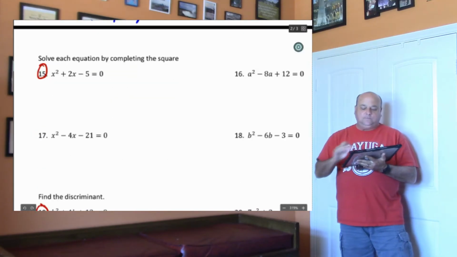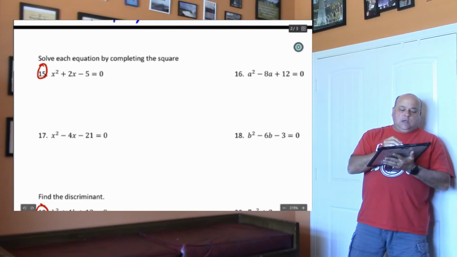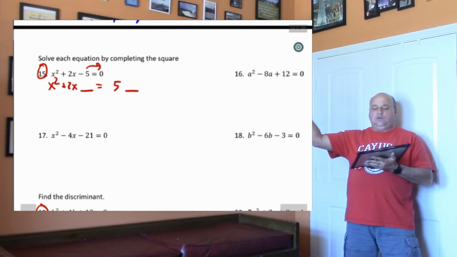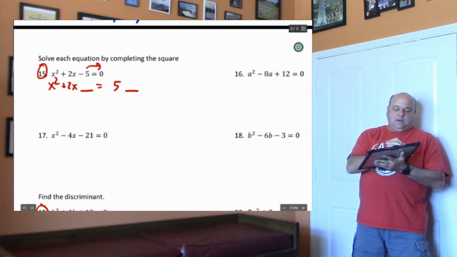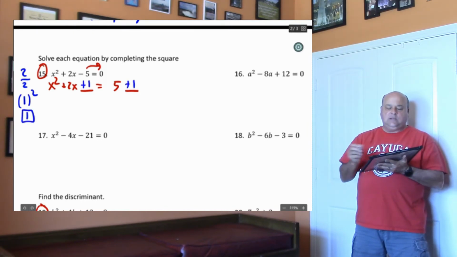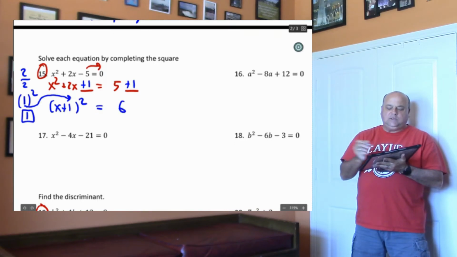Let's go to 15. Solve each equation by completing the square, okay? So I'm going to do the first one for you. We're going to move over the 5. X squared plus 2x equals 5, and then put blanks. Remember that negative 5 will turn to a positive 5. Now then I'm going to take the 2, divide it by 2, I get 1, and I'm going to square the 1, and that's going to give me 1 in it. So I'm going to add 1 to both sides. This number right here is going to go in the parentheses. It's going to be x plus 1 squared equals 6.